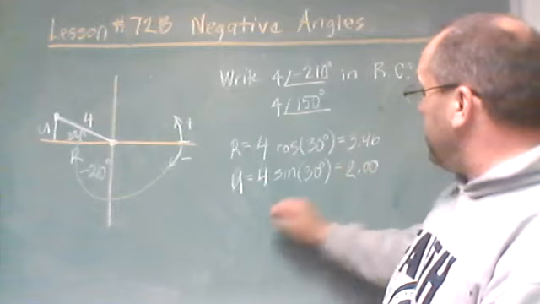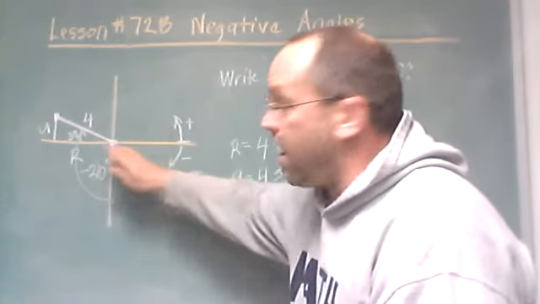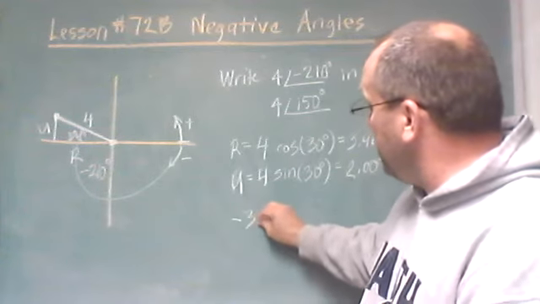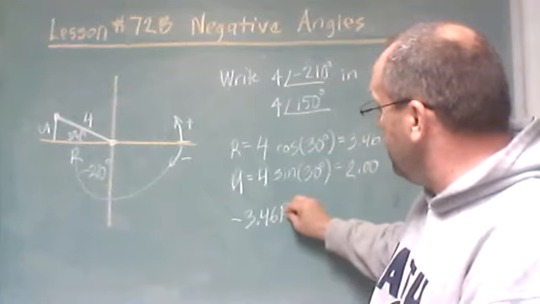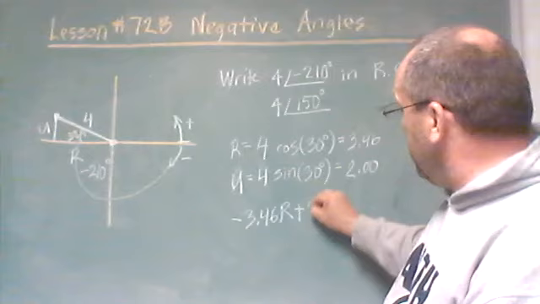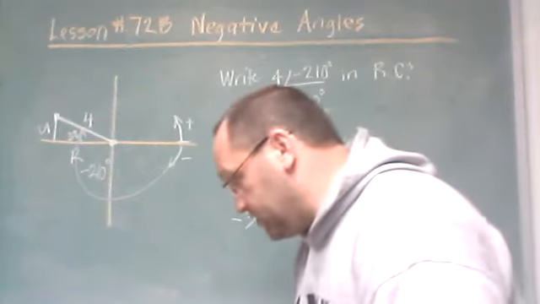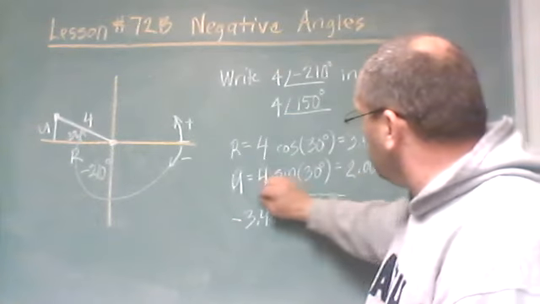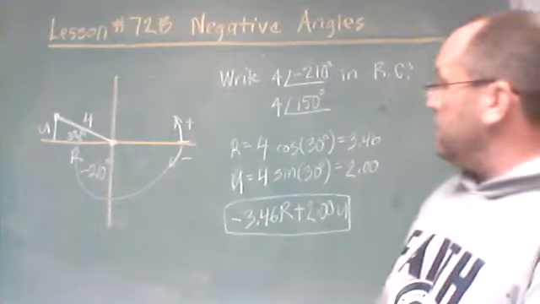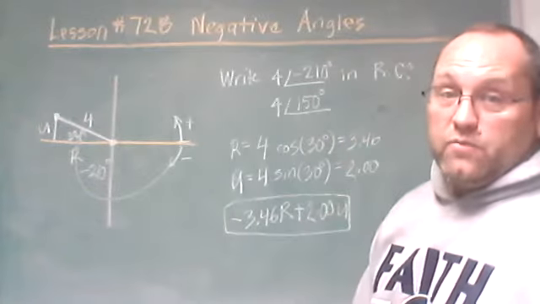Okay, so then I apply the proper signs. From my origin, I notice my r proceeds to the left, so it's going to be a minus 3.46 r. And from that point on, it proceeds upward, a positive 2.00 u. And let me check my answer book, and that is the answer they have. Okay, so that is our answer in rectangular coordinates. Okay, same drill, just we go the opposite way with negative angles.